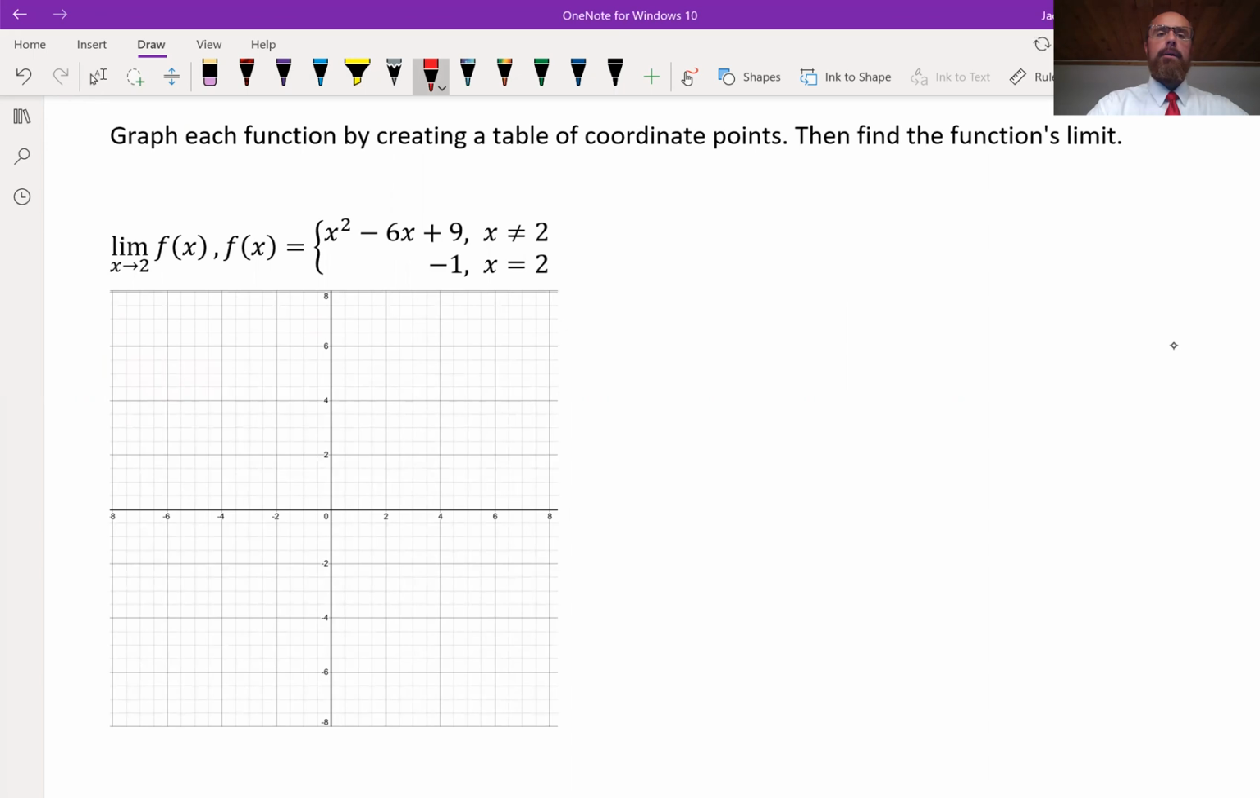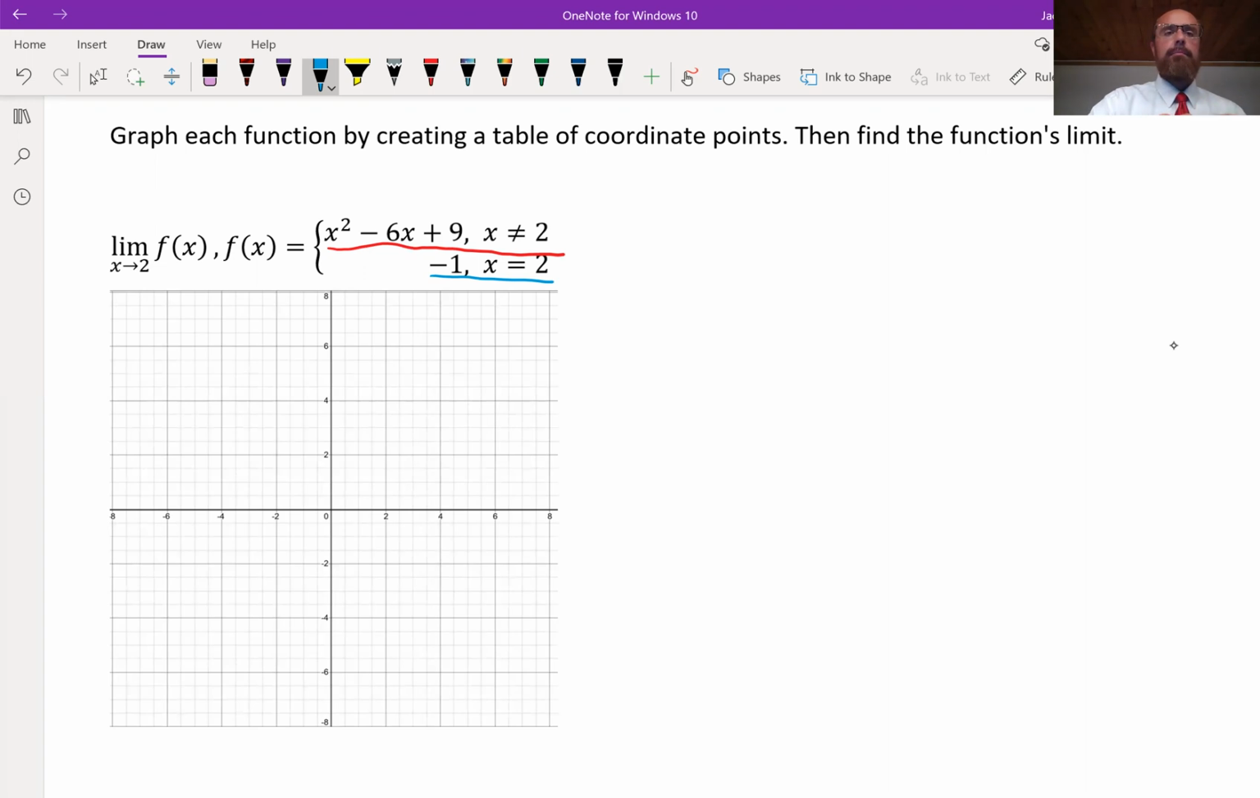The upper part is x squared minus 6x plus 9, and that's really defined over the vast majority of f of x's domain. The only x value where it's not defined is at 2. X does not equal 2 for that function. At x equals 2, we have the second part of the piecewise function, which is simply -1. So somehow the y value at x equals 2 is -1.